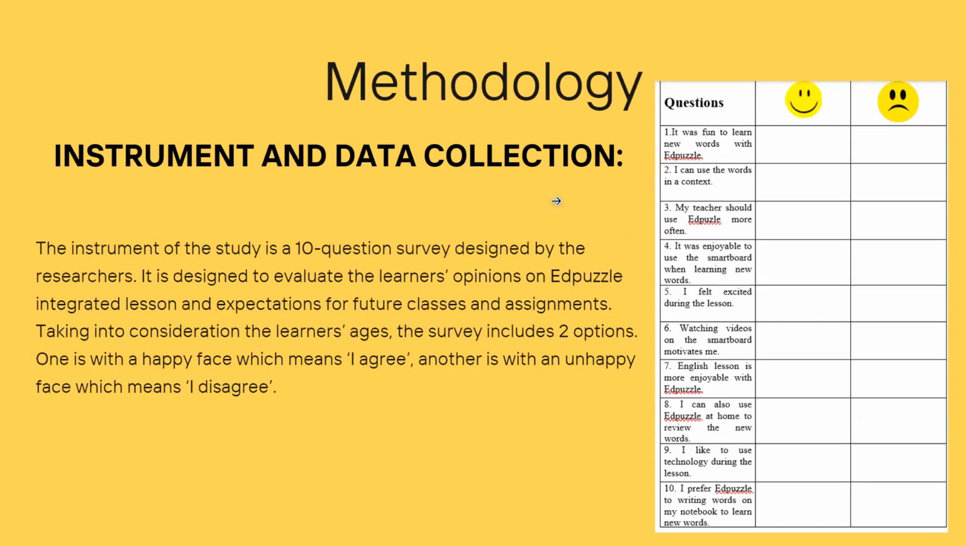Instrument and the data collection. The instrument of the study is a 10-question survey designed by the researchers. It is designed to evaluate the learners' opinions about Edpuzzle, the integrated lesson, and expectations for future classes and assignments. Taking into consideration the learners' ages, the survey includes 2 options. One is with a happy face, which means I agree. Another is with an unhappy face, which means I disagree.